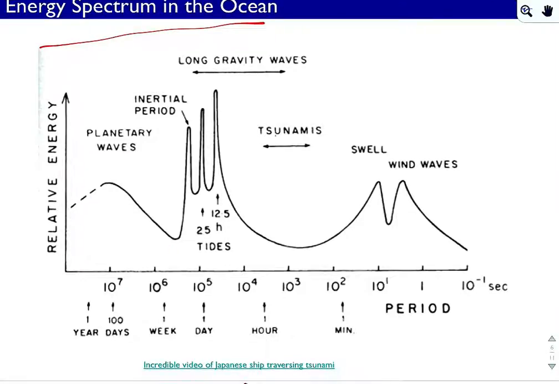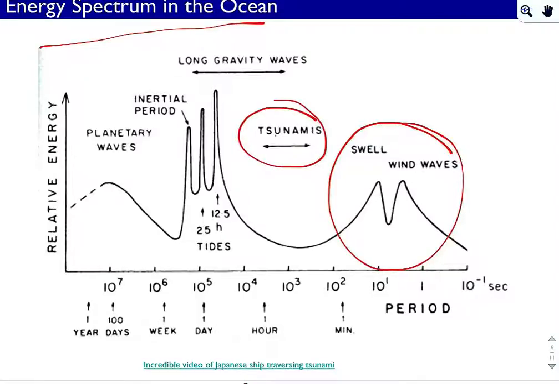This idea of the energy spectrum in the ocean, we have it broken down here at the bottom in terms of period. So you have swell and wind waves, so these are wind-driven waves here. And they're on the order of 10 seconds, 20 seconds, 30 seconds, 4 seconds, 3 seconds. So seconds or tens of seconds at the most. Then you have a gap. And then in the gap are these very, very rare tsunami waves, where you have periods on the order of hours.